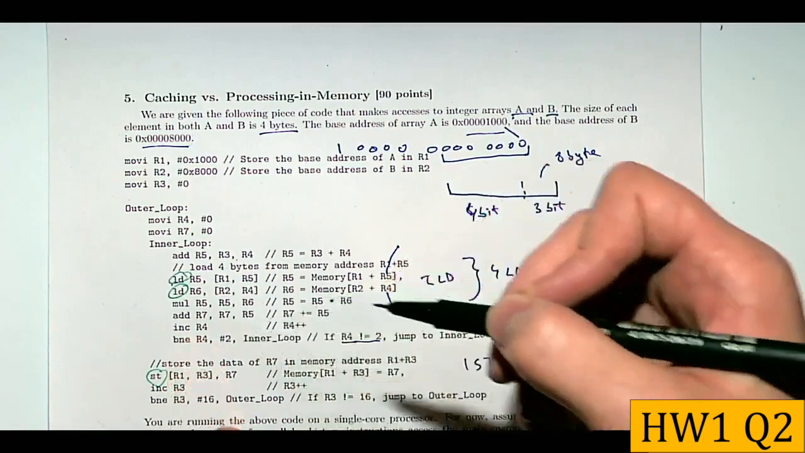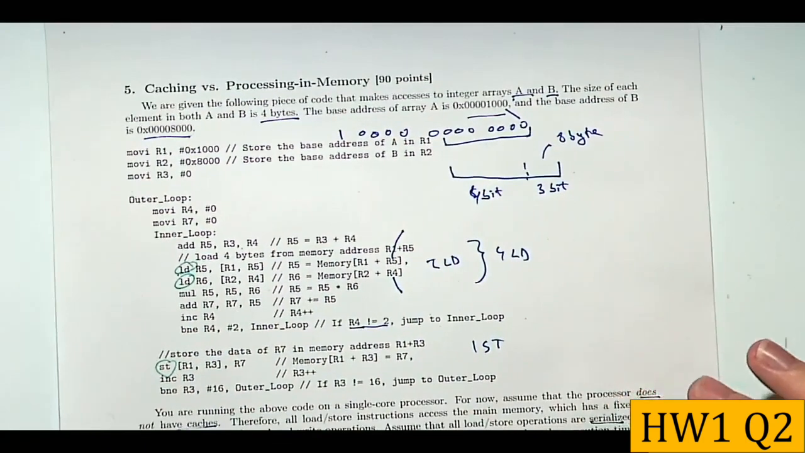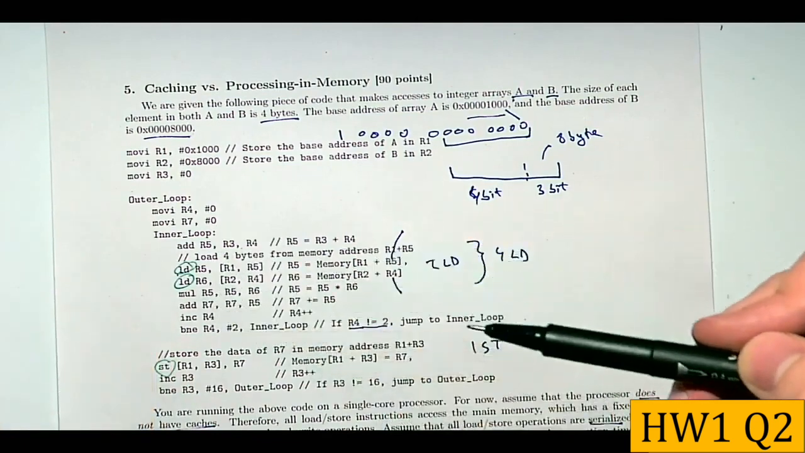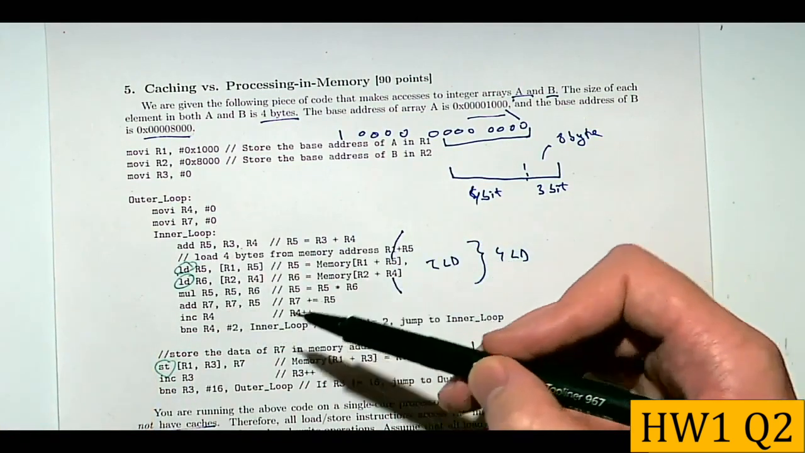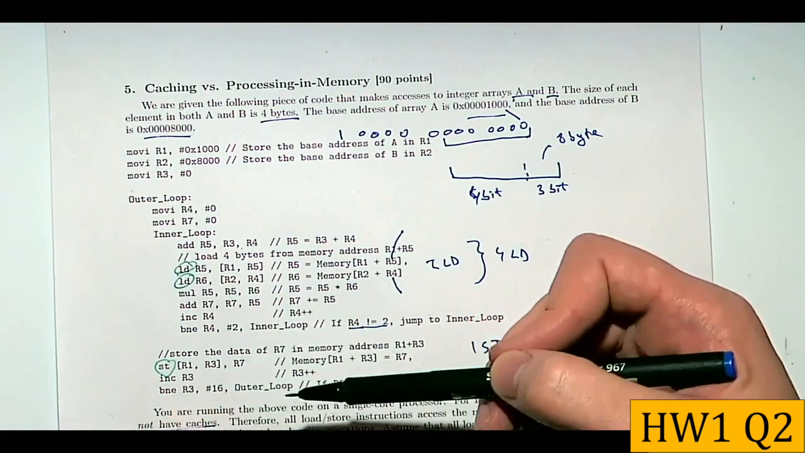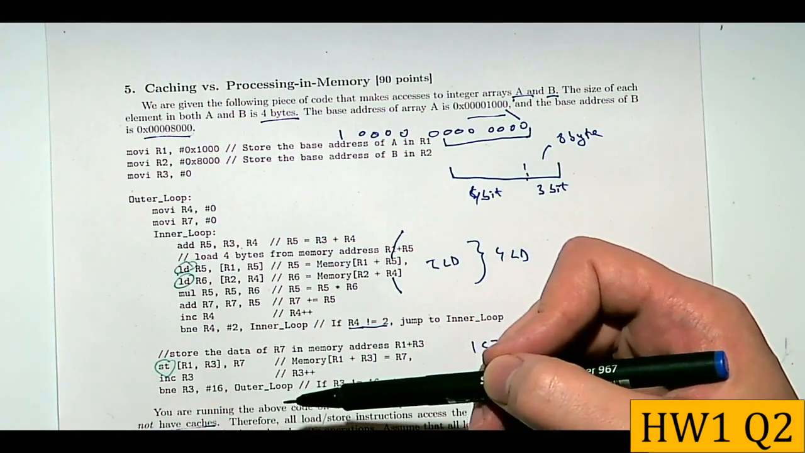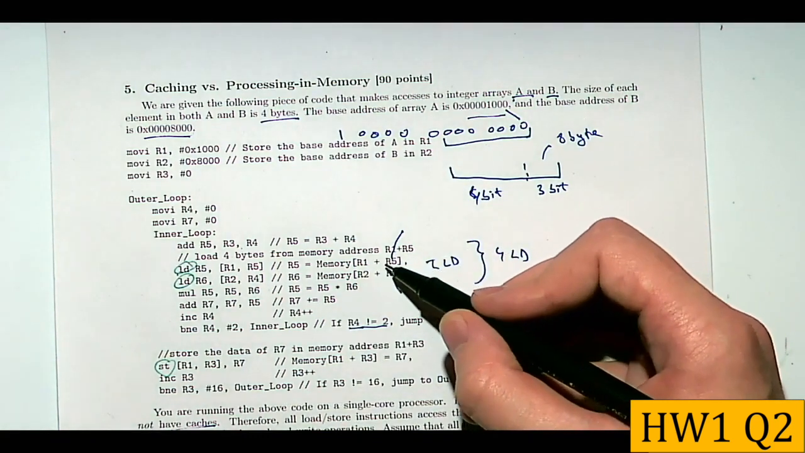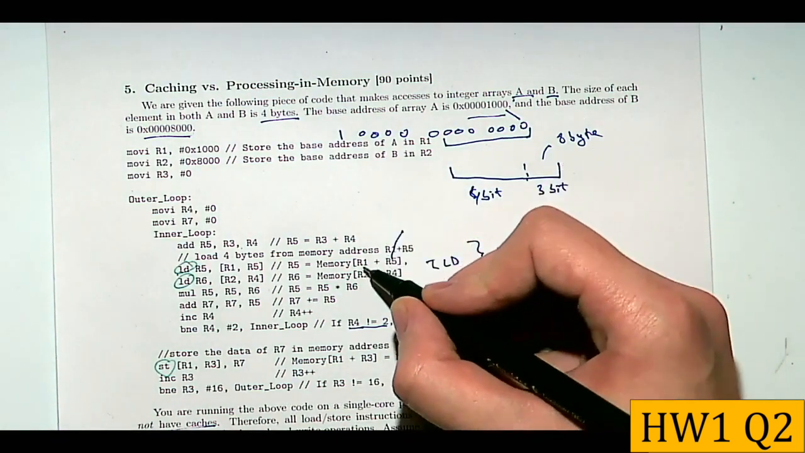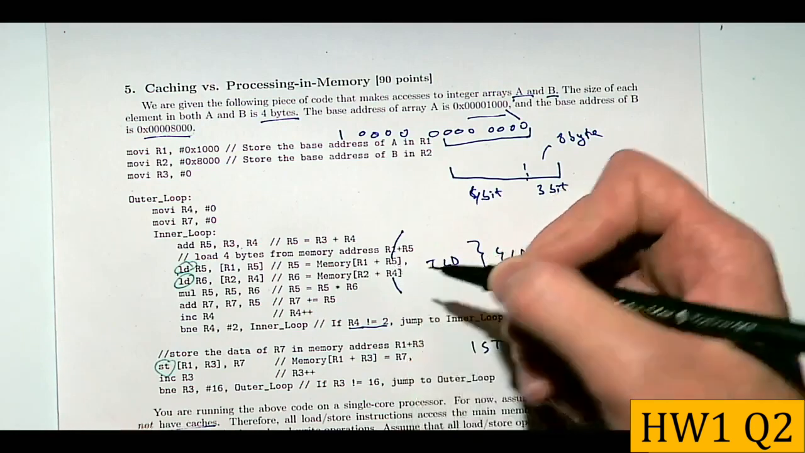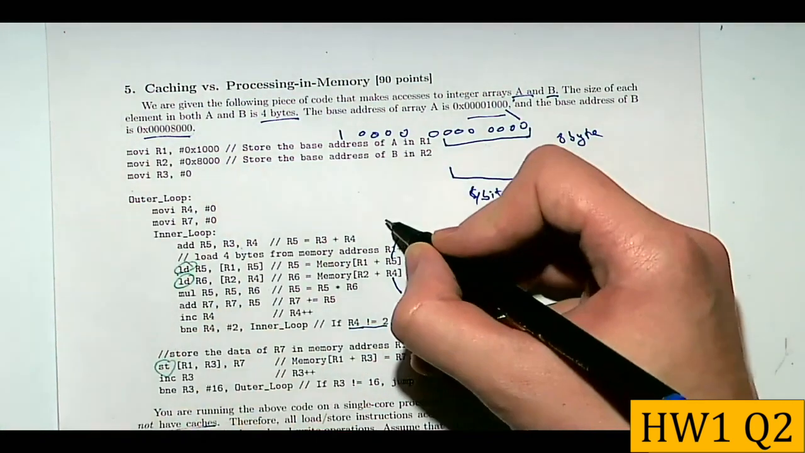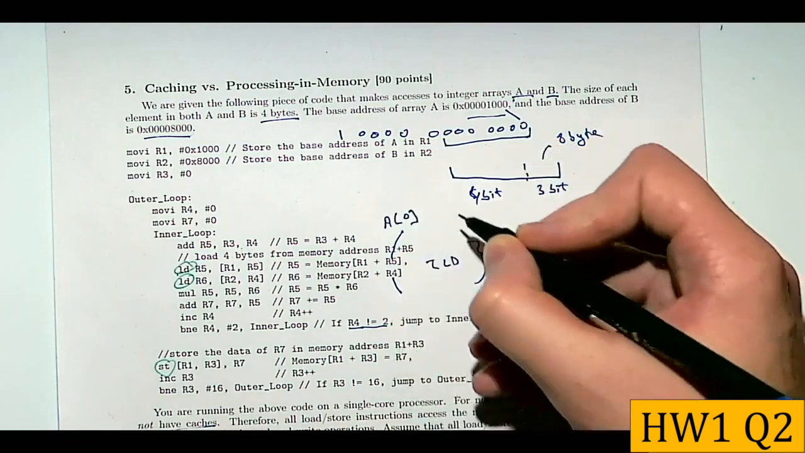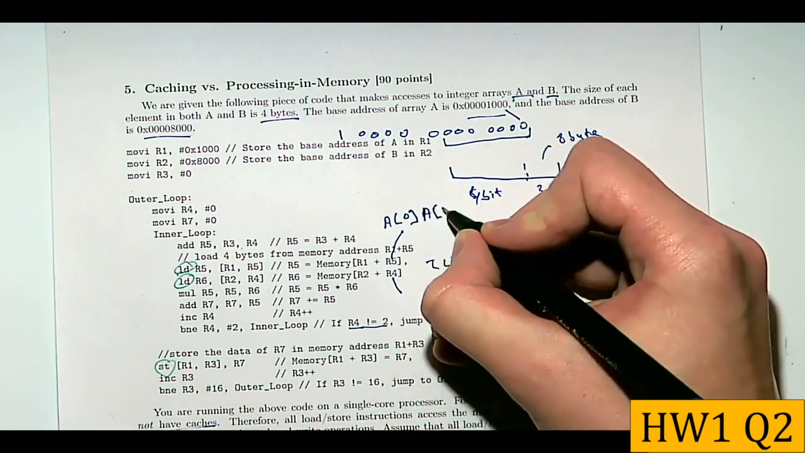R4 is basically the counter that we modify inside the inner loop, right? So it gets either 0 or 1 as a value. And then R3 is the outer loop iterator, which gets values from 0 up to 15. And so basically what will happen here is we will first access A0, right? Because initially R5 will be 0 plus 0. And then in the next iteration of the inner loop, we'll access A1.